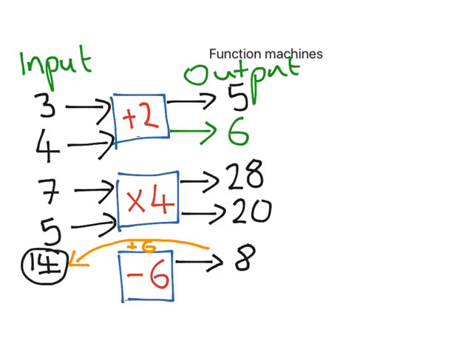Can you tell me what my input would have been if the output was 10? So in exactly the same way, if my output was 10, we'd add 6 to find the input, and my input would have been 16.